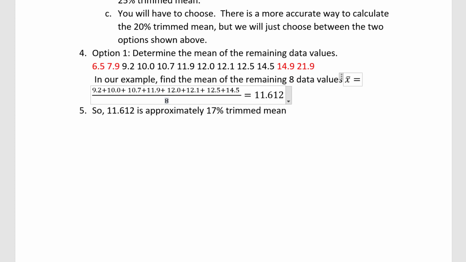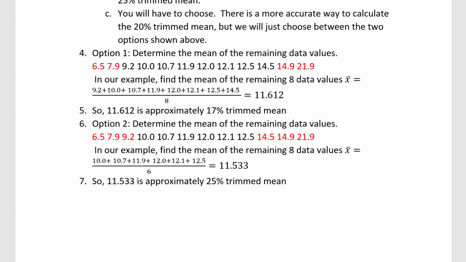What would it be if I chose option 2? That is taking 3 data points off of the top and bottom of our data set. So for option 2, determine the mean of the remaining data values. Well, if I trim off 3 off the top and bottom, I'm left with the 6 middle data values. I add them up, divide by 6, and I get 11.533. So 11.533 is the 25% trimmed mean.